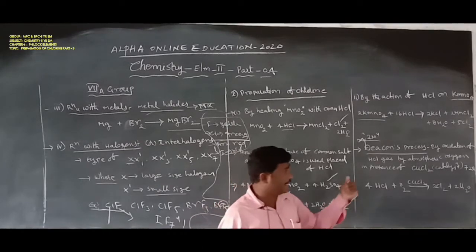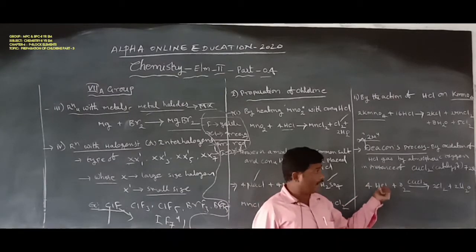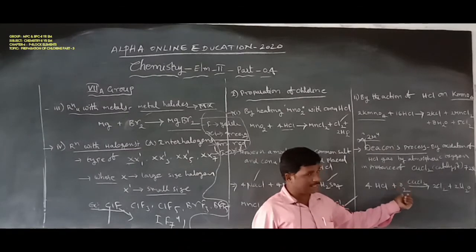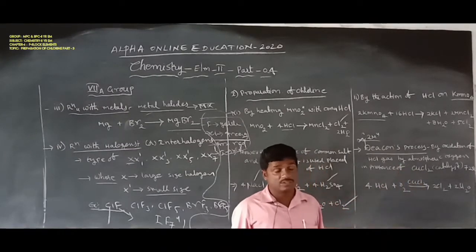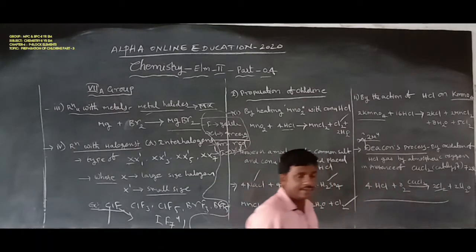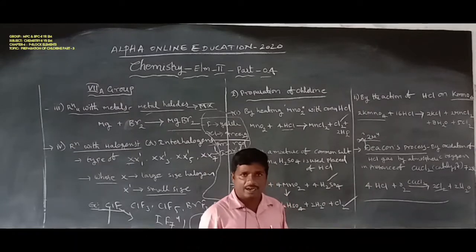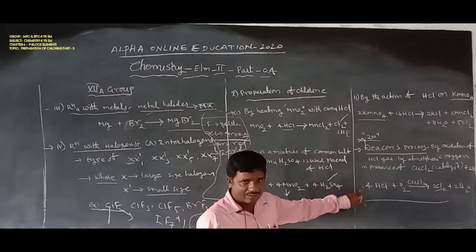By oxidizing hydrochloric acid with atmospheric oxygen in the presence of cuprous chloride catalyst at 723 Kelvin, chlorine is formed. That is known as the Deacon process, the oxidation of hydrochloric acid, HCl.